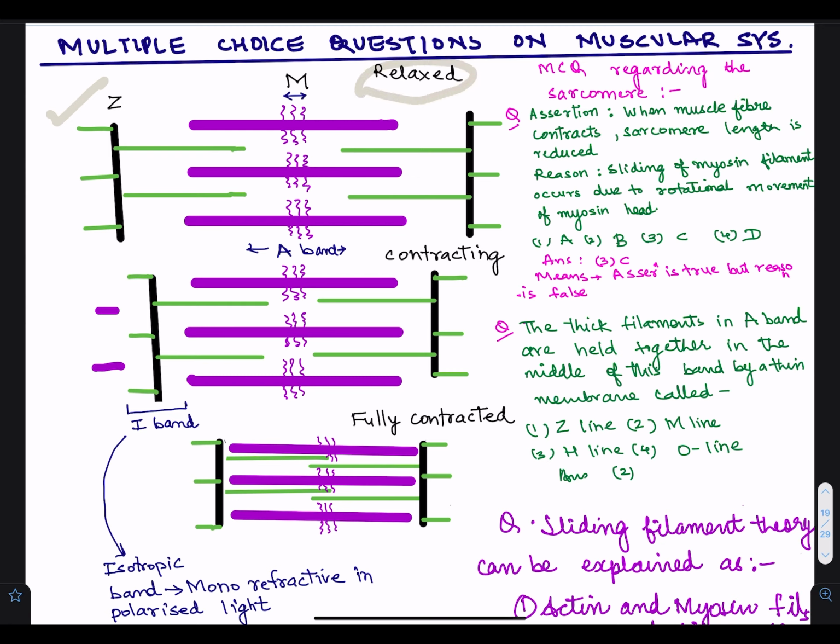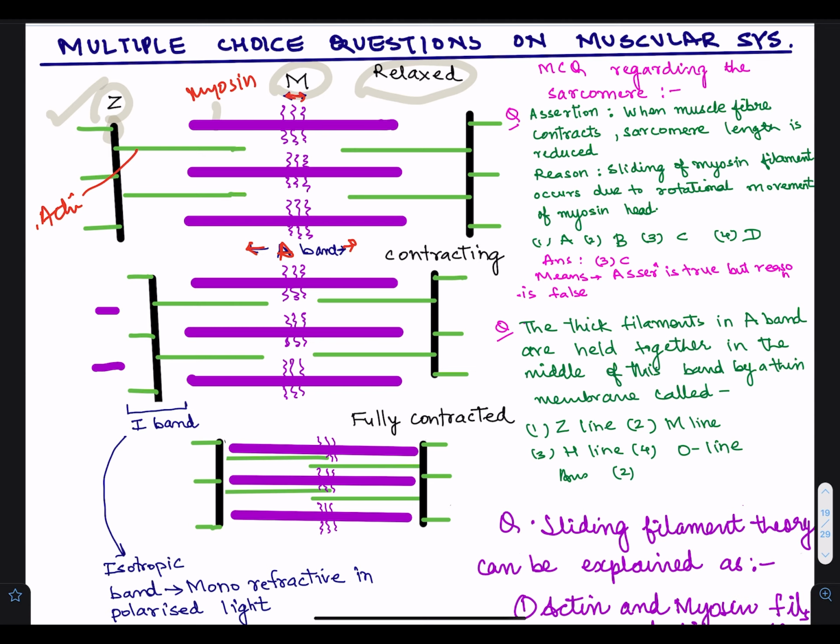Now let us revise that this black line is known as Z line and this central portion is known as M line. These purple colored lines are myosin filaments, and these green colored lines are actin filaments. This central portion, in which only myosin filaments are there, is known as A band, right? And in the center of this A band is the M line.